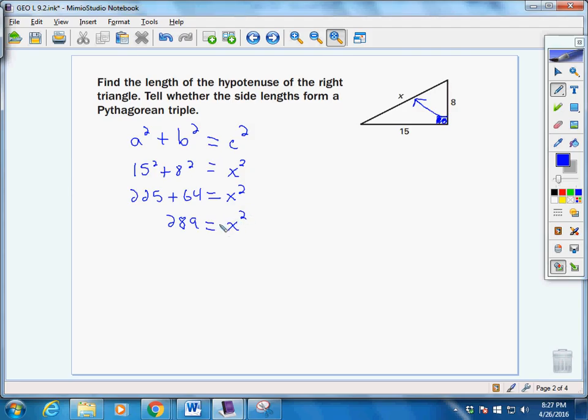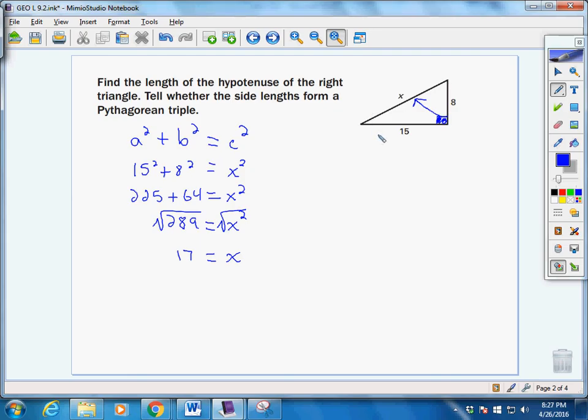So to undo squaring, we take the square root. Now when we take a square root, remember there's a positive answer and a negative answer. What I mean is, the square root of 289 is 17, because 17 times 17 equals 289. But so does negative 17 times negative 17. Dealing with the side length of a triangle, we're not interested in the negatives. It really doesn't make sense.